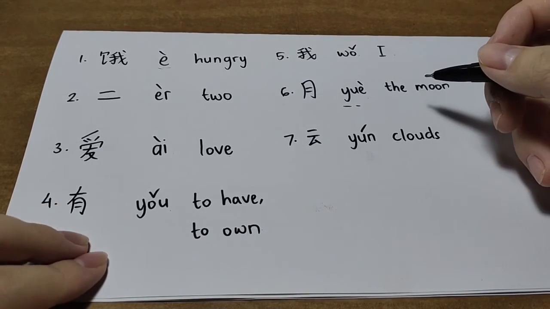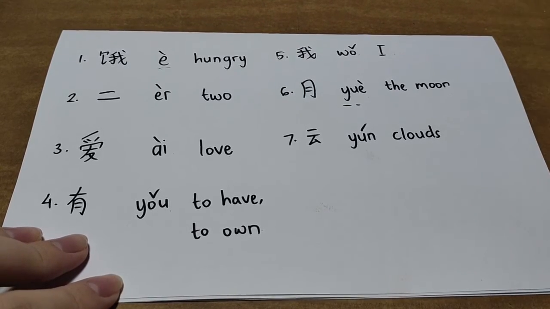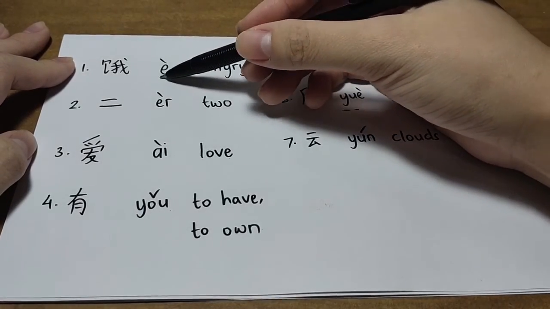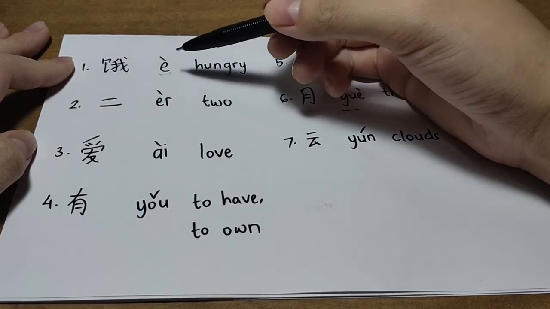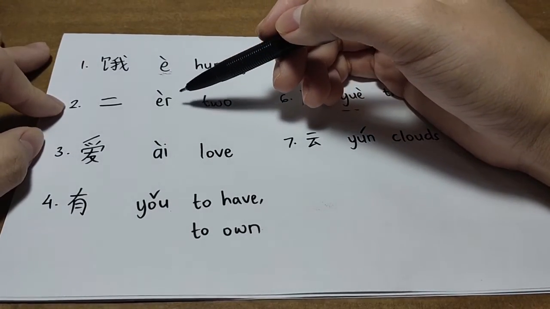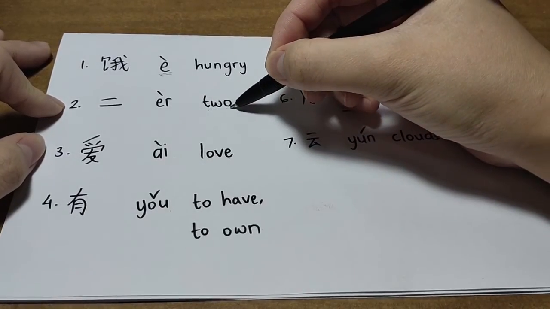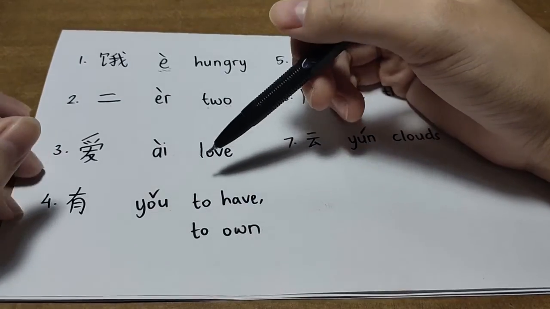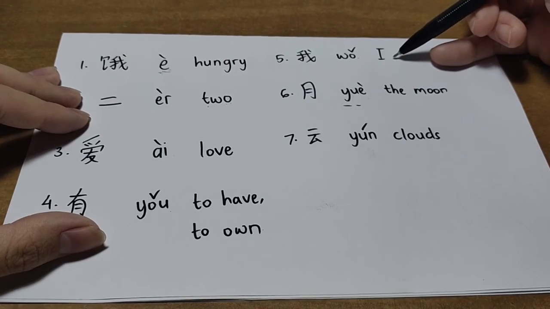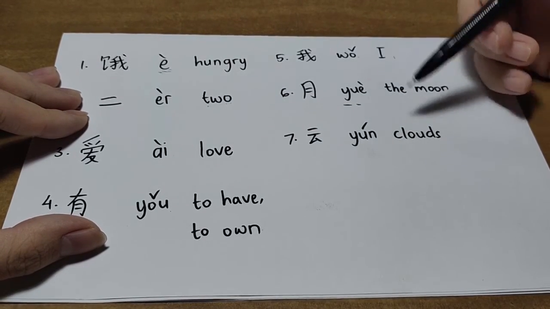Okay guys, before we finish today's class, let's practice to read all of these words by using the vowels that we've learned. Okay, the first one, which means hungry. Because we haven't learned the tones yet, you guys can say only the vowels without the tones. The second one, which means to. I love, 有 to have, to own, 我 which means I, 月 is the moon, 云 clouds.